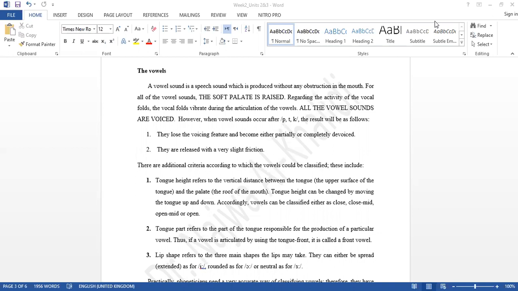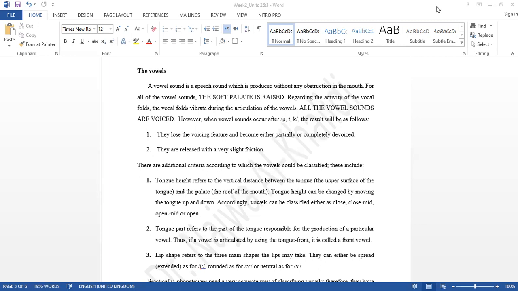So by tongue height, the first criterion, we refer to the vertical distance between the surface of the tongue and the roof of the mouth, which is the palate. And between these two extreme points, when the tongue settles at the floor of the mouth, over this height between the palate and the floor of the mouth, the tongue can move at different heights along this vertical distance.